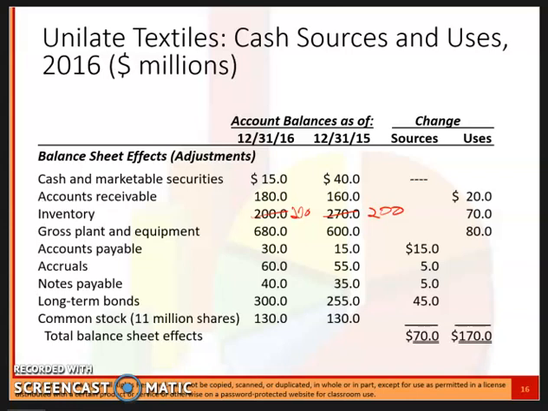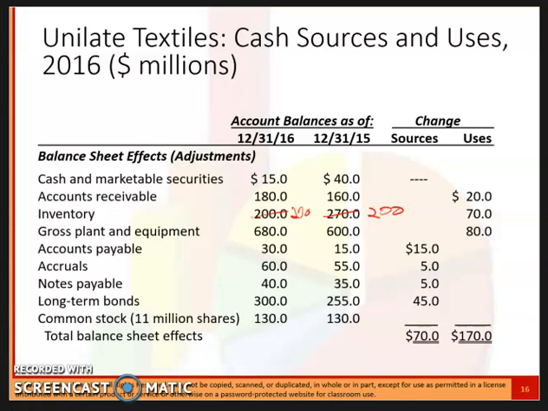So this is the increase in accounts receivable. So we're owed more money. We have more tied up in inventory. We have more tied up in gross plant and equipment. So those are all uses of cash. Our accounts payable went up 15 million, so that's a source of cash. Accruals are a little greater. That's a source of cash. Notes payable increased. That's a source of cash. Long-term bonds are increased by 45 million.